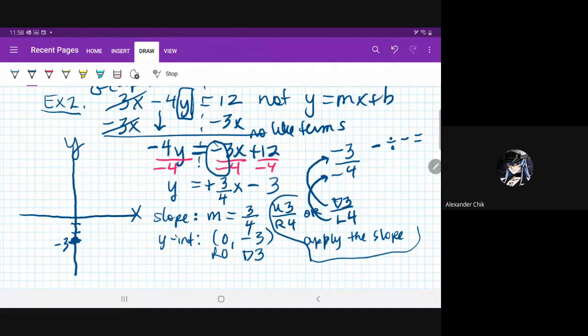So what was the slope? Up 3, right 4, up 3, right 4, up 3, right 4. I don't think we're going to make it 3 right 4s though. Okay, so up 3: 1, 2, 3, then right 4: 1, 2, 3, 4. Up 1, 2, 3, 1, 2, 3, 4. Down 1, 2, 3, 1, 2, 3, 4. It's fine, Isaiah, if you can only fit 3 dots.